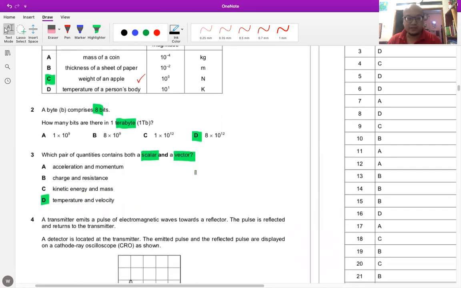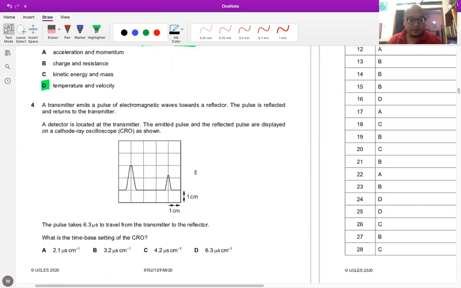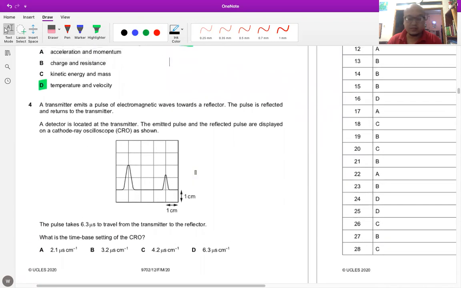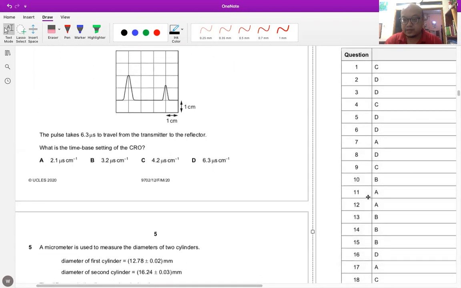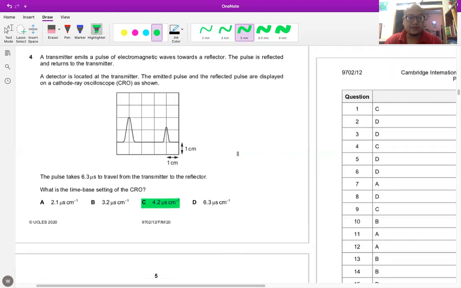Okay, let me continue with numbers 4 and 5. Number 4 is C, and number 5 is D. Let's check number 4 and 5.